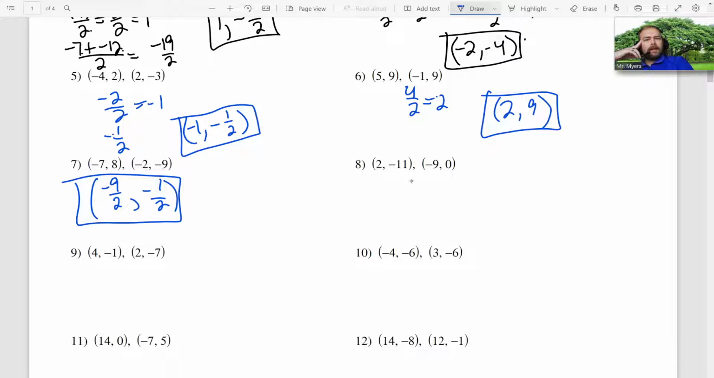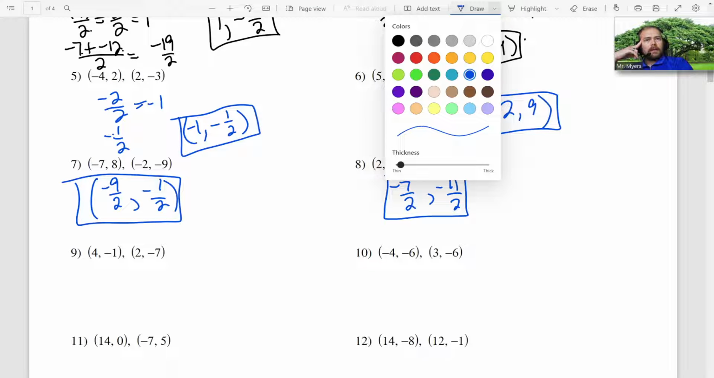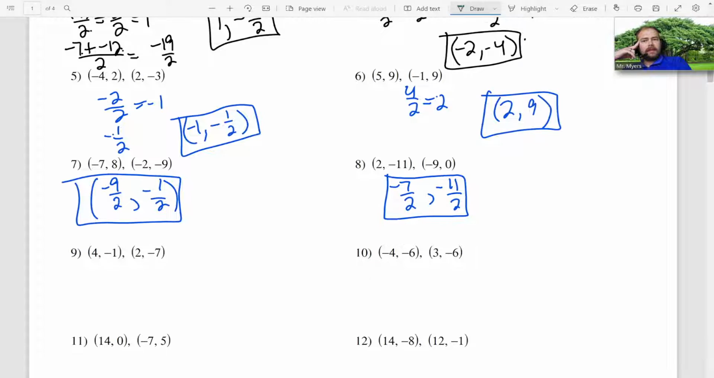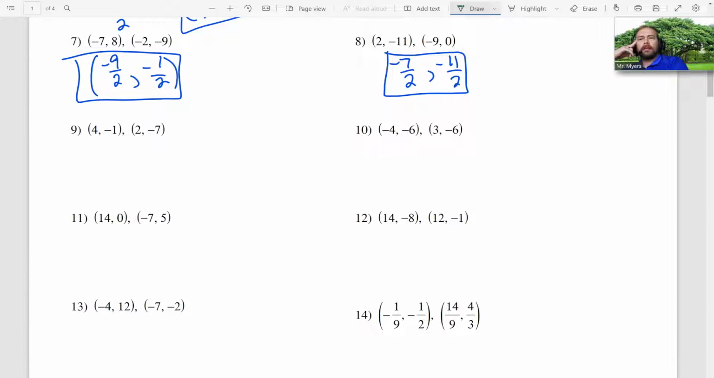So 2 minus 9 is negative 7 over 2. Negative 11 minus 0 is negative 11. Also over 2. Okay. There we go. Then we've got the next set here. So we've got 4 plus 2 is 6 over 2.